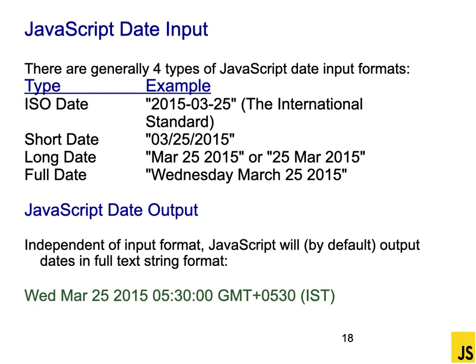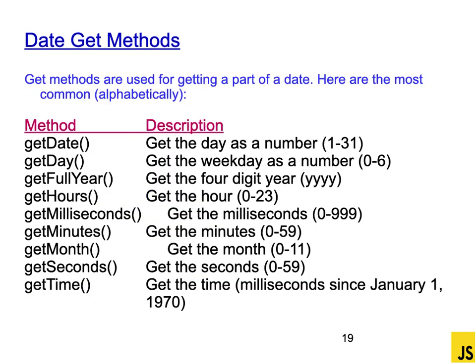Then JavaScript date output. Independent of input format, JavaScript will by default output dates in full text string format that we have already seen. One example is Wednesday, March 25, 2015, 5:30:00 GMT plus 0530 IST. Now we will see some of the date methods, date get methods, how to get date related information. Get methods are used for getting a part of a date. Here are the most common methods.